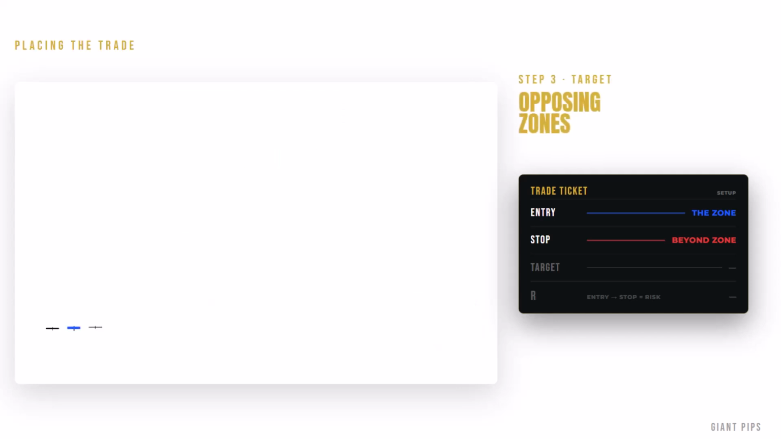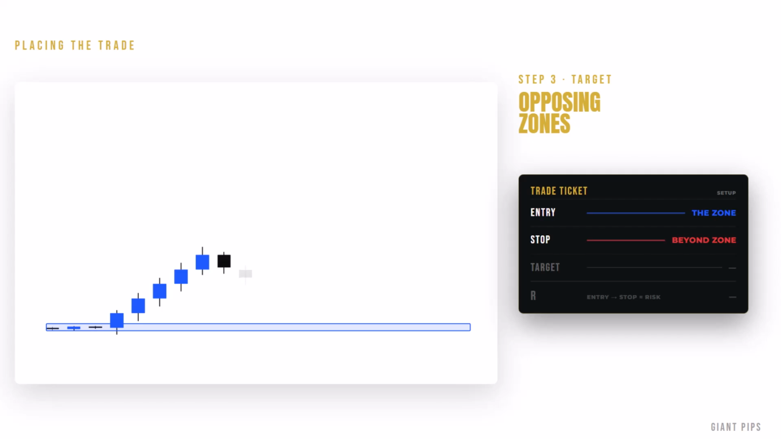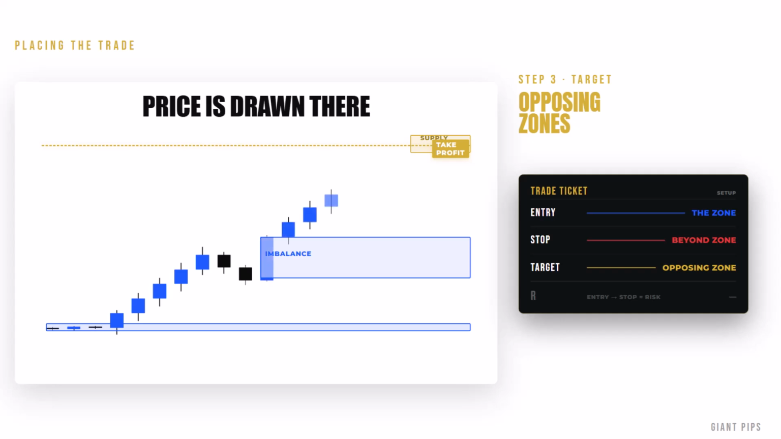Now here's something a ton of traders completely miss. Supply and demand isn't just for entries, it's also for your targets. Some of the best places to take profit are opposing zones and imbalances further along the chart. So if you buy from a demand zone, you can target the next supply zone, or the next big imbalance sitting above you as your take profit. Price is naturally drawn to those areas, which makes them logical, high probability targets.